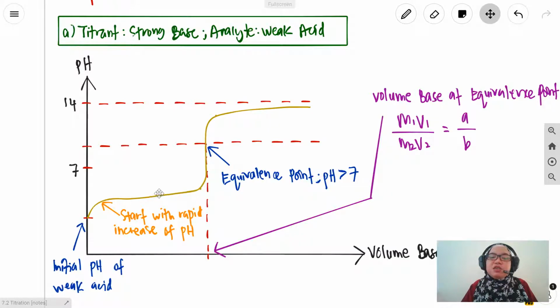Why? Because the base is gradually neutralized by the acid, until the equivalence point here. Because it is a strong base, the equivalence point is larger than 7. Up to here it has not reached the end point, which shows that the titration process is almost finished.